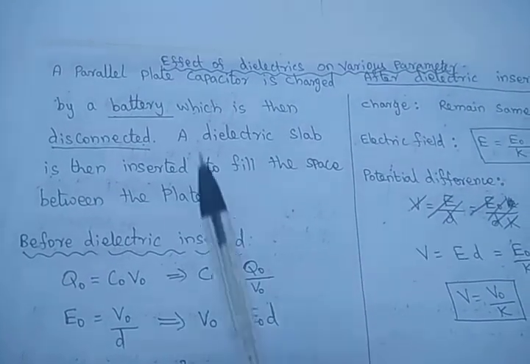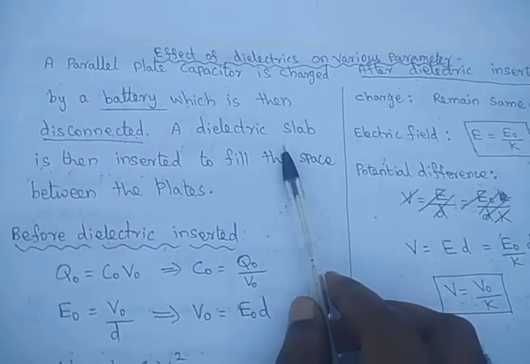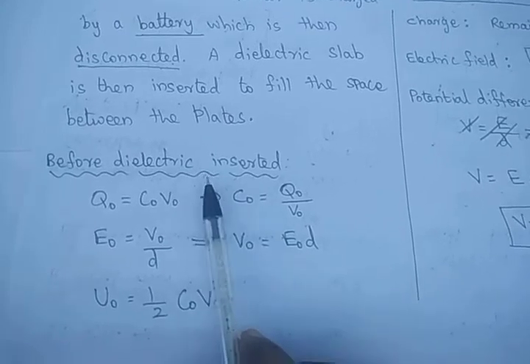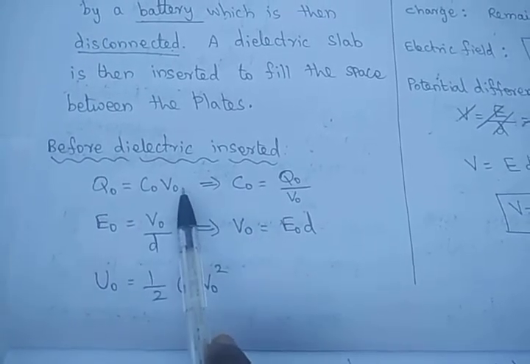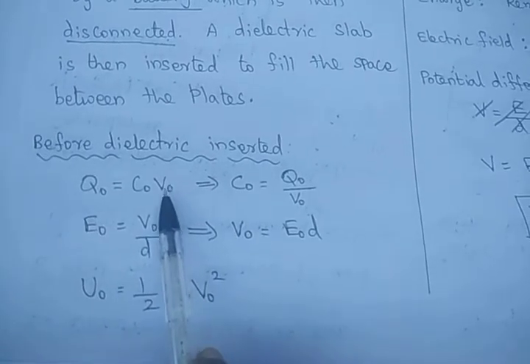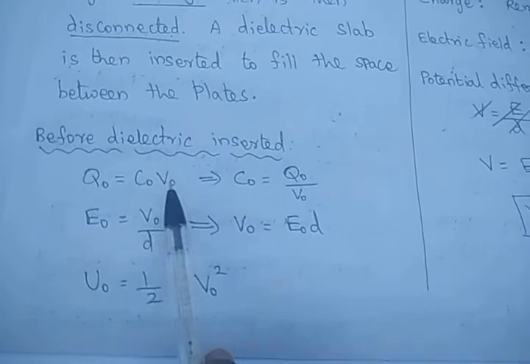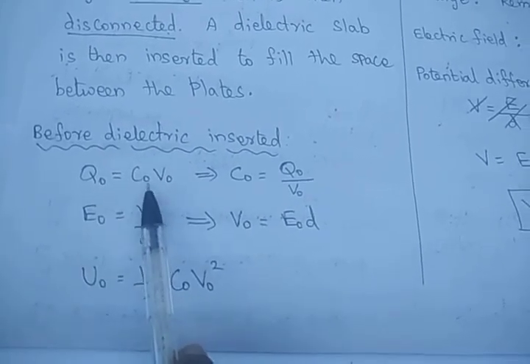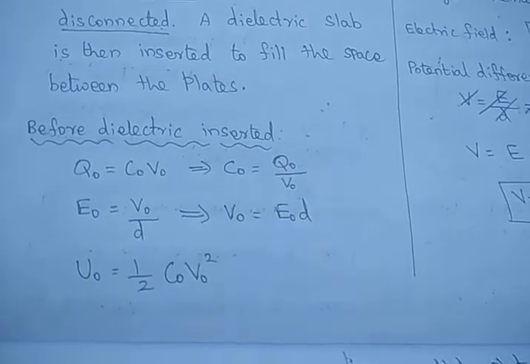So, very clear. The capacitor is charged and the battery is switched off, and only then the dielectric slab is inserted. Before the dielectric slab is inserted, the charge is Q0, which is equal to C0 V0. The suffix 0 represents that there is no dielectric in the parallel plate capacitor. So charge Q is equal to CV, Q0 is equal to C0 V0, so capacitance C0 is equal to Q0 by V0.